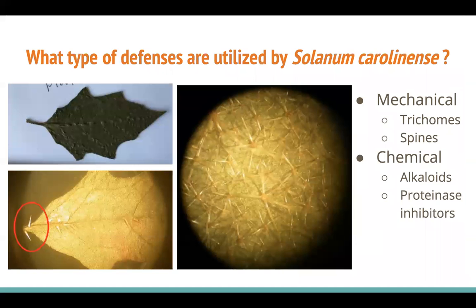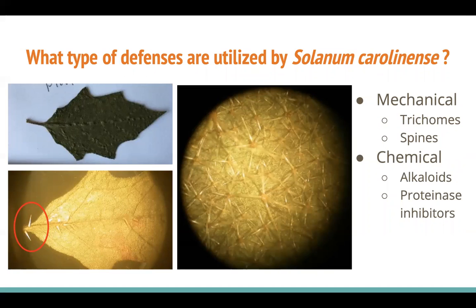So what type of defenses are utilized by Solanum carolinense? The image on the upper left shows a dried leaf of Solanum carolinense. These leaves have both mechanical and chemical defenses. The mechanical defenses act as a first line of defense and are the physical barriers that deter against predators.